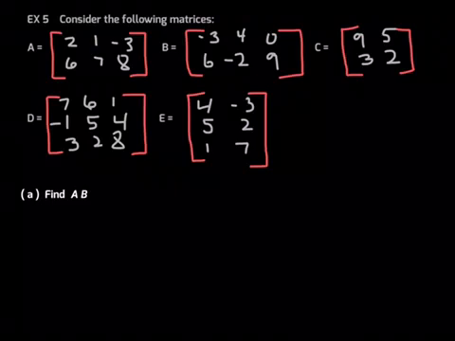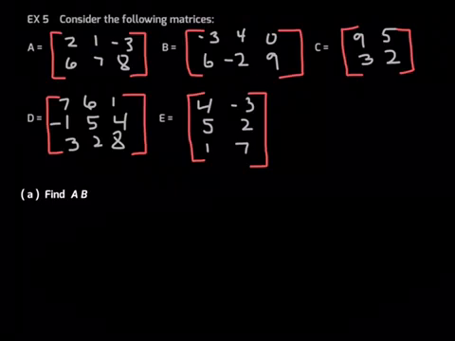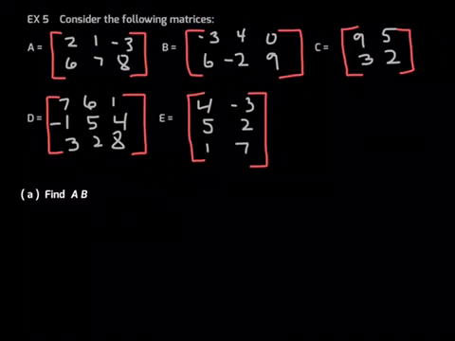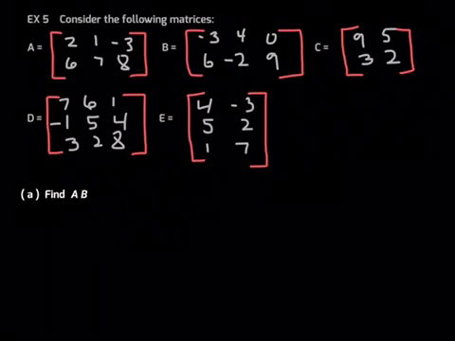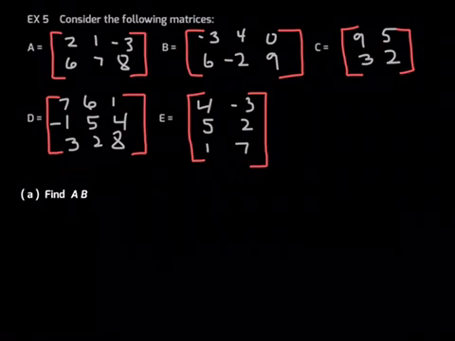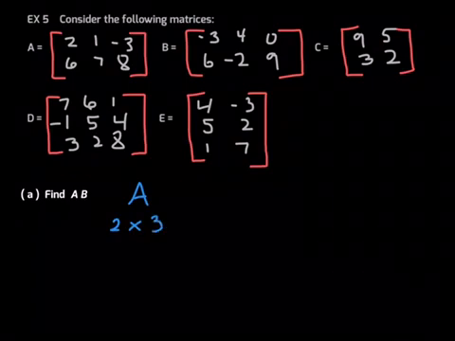All right, the first product they're asking us to find is A times B. Take matrix A and multiply it by matrix B. All right, guys, let's see if we can even do this. Matrix A has order 2 by 3. Matrix B has order 2 by 3 as well.